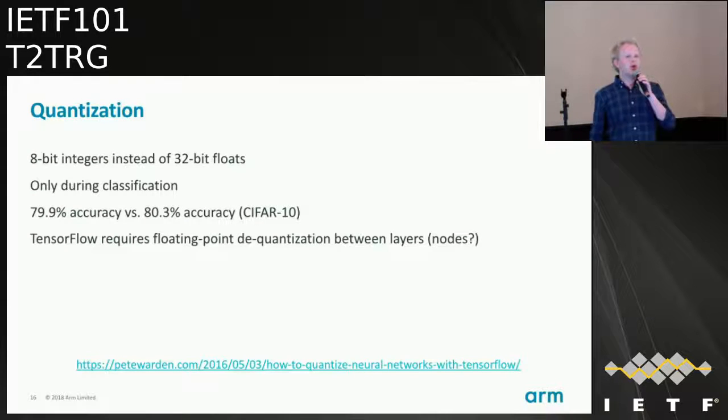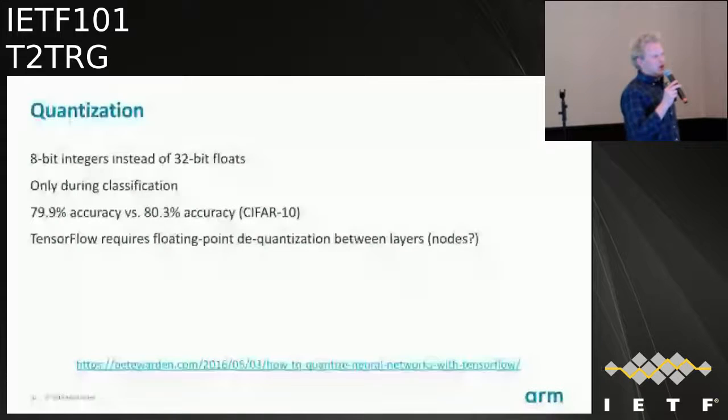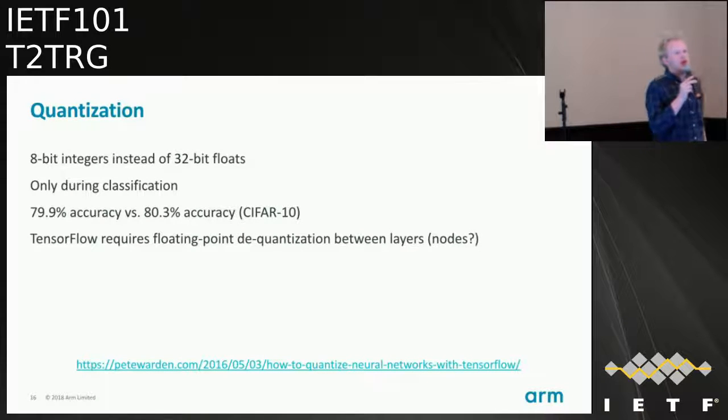Because for a lot of machine learning models during classification, RAM usage is the thing that just explodes. So the biggest trick that we're doing here is that we do quantization. And typically the weights of the neurons are held in a 32-bit float.